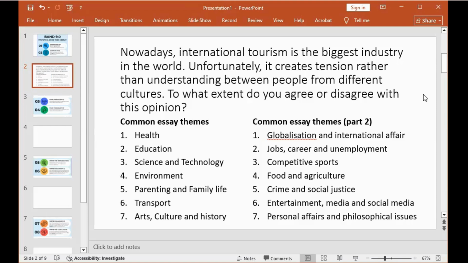I actually think it falls under tourism. Really. Okay, let me see. Look at it. Nowadays, international tourism is the biggest industry in the world. So the first thing I'm saying here is international tourism. So tourism stands out for me. Unfortunately, it creates tension rather than understanding between people from different cultures. So when we say different cultures, that means probably people from maybe Africa and Asia.